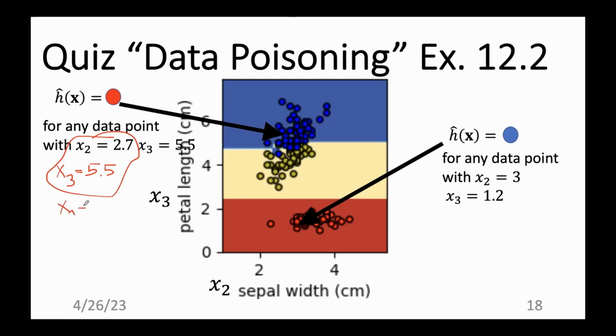X1 and X4 can be arbitrary. Whenever X2 is 2.7 and X3 is 5.5, then the output should be this setosa, this first label value or label value 0. You can find the precise formulation in the lecture notes. So X4 and X1 can be arbitrary for this backdoor trigger, and also for this backdoor trigger. X1 and X4 arbitrary, but as soon as X2 is 3 and X3 is 1.2, it should output Virginica.